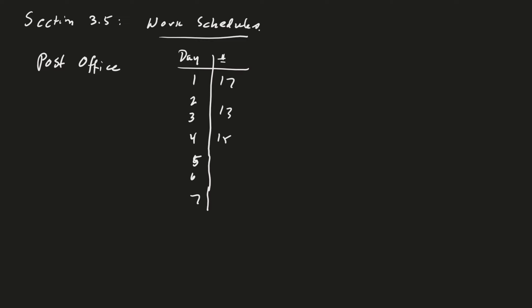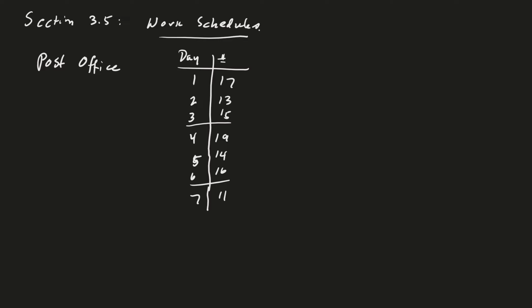And so these are the number of people we want: 15, 19, 14. Wait a minute. Let me pause here for a second and get the table right. Okay, here's my table. And so the right hand side again is the number of employees that we need for each day.